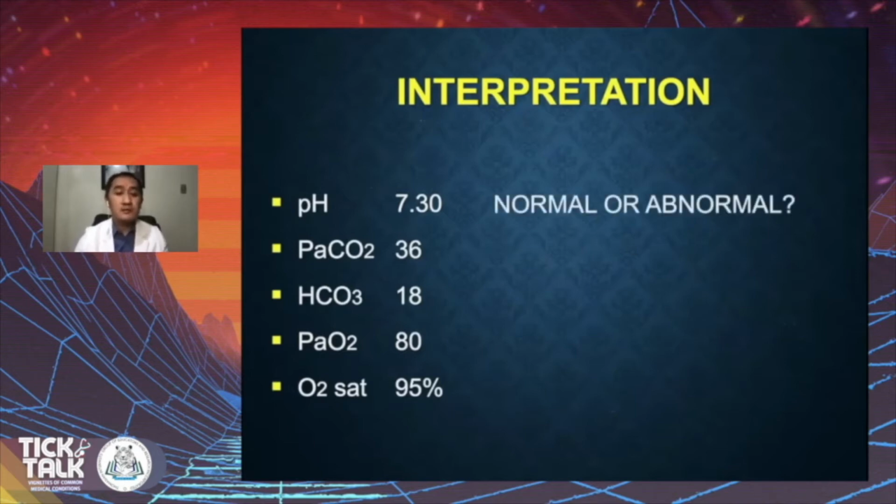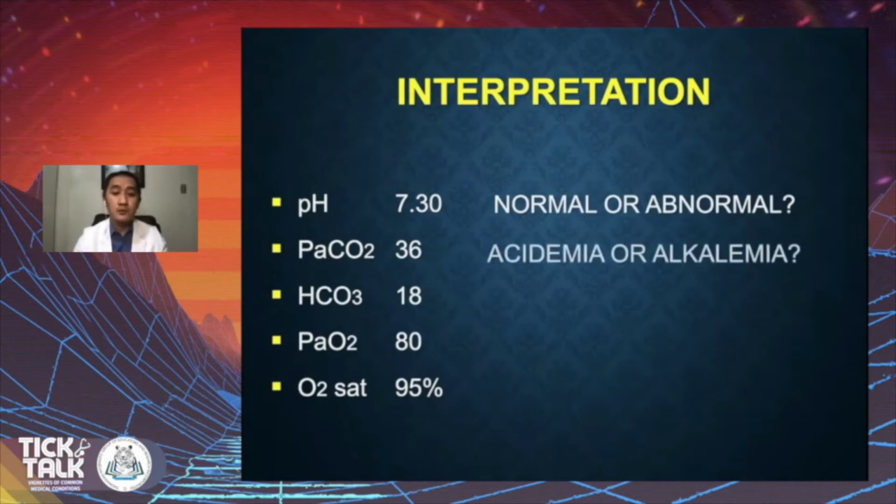So a pH of 7.30, arterial CO2 of 36, bicarbonate of 18, arterial O2 of 80, and O2 sat 95% at room air. So is it normal or abnormal? The pH is low at 7.30. This is abnormal. So is it acidemia or alkalemia? Since it is low pH, this is acidemia.